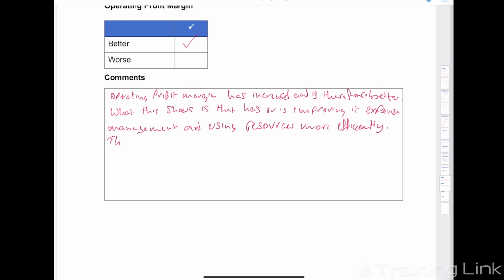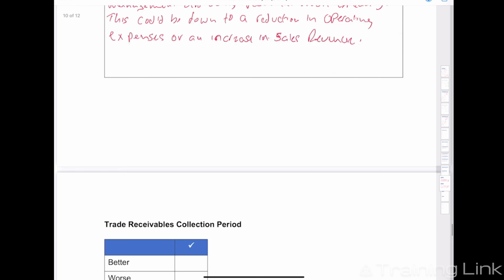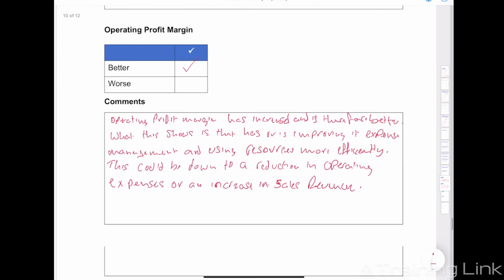This could be down to a reduction in operating expenses or an increase in sales revenue. Okay, good stuff. Okay, right, next one on the list, jump back up, is the trade receivables collection period.